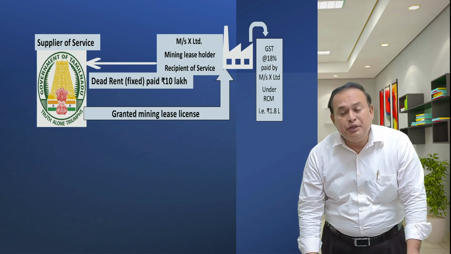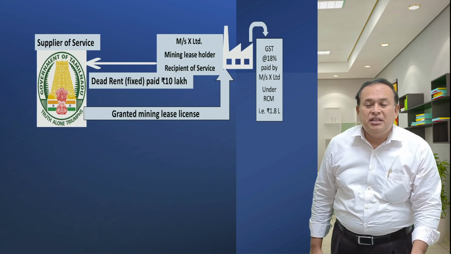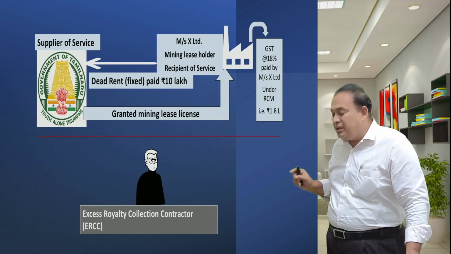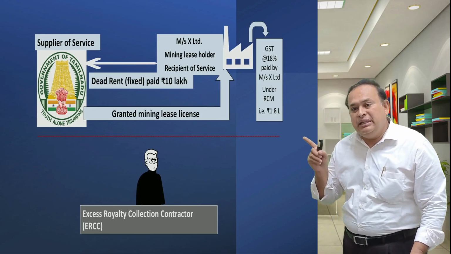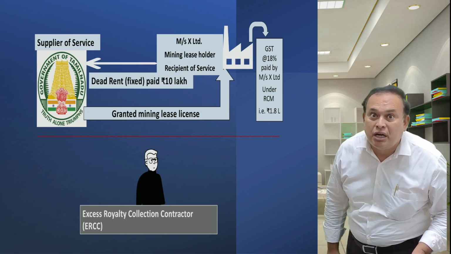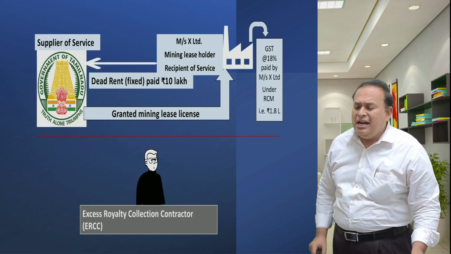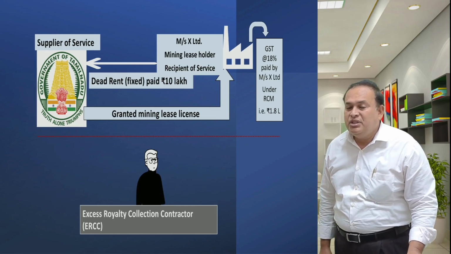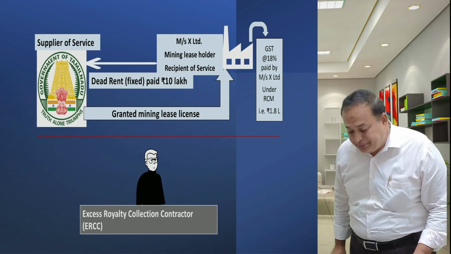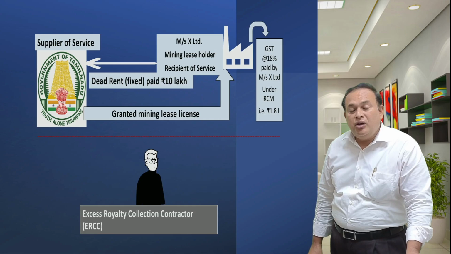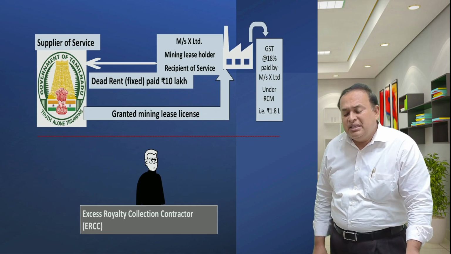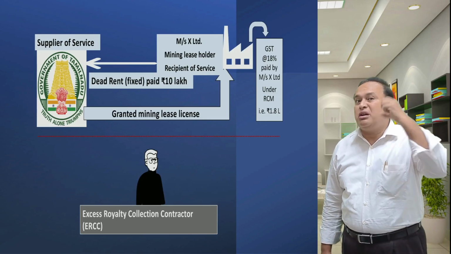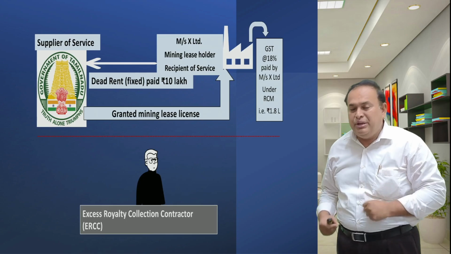Therefore, the State Government of India appoints a 1% excess royalty collection contractor. Hey, mister, are you able to go and sit in the mining area and watch, like a watchdog, the activities of X Limited? On a day-to-day basis, what they are extracting, can you keep accounting at your end? And if that is the case, whatever excess than the minimum prescribed limit is extracted by that fellow, please inform me.